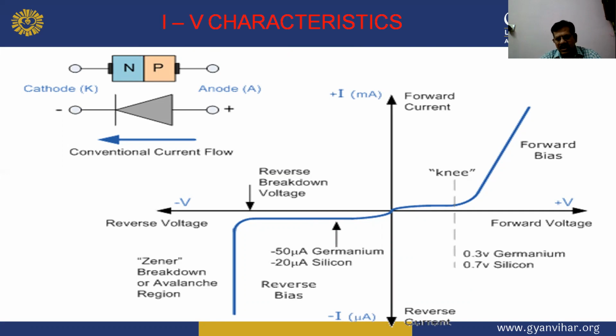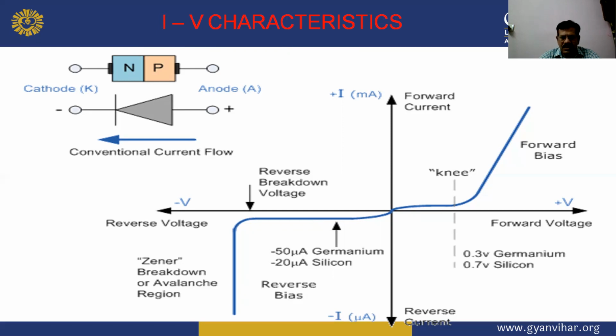In forward bias, there is a knee voltage, which is 0.3 volt for germanium semiconductors and 0.7 volt for silicon semiconductors. After this knee voltage, the diode conducts, and as the voltage increases, the current also increases with respect to voltage. So this shows the forward bias of the varactor diode.